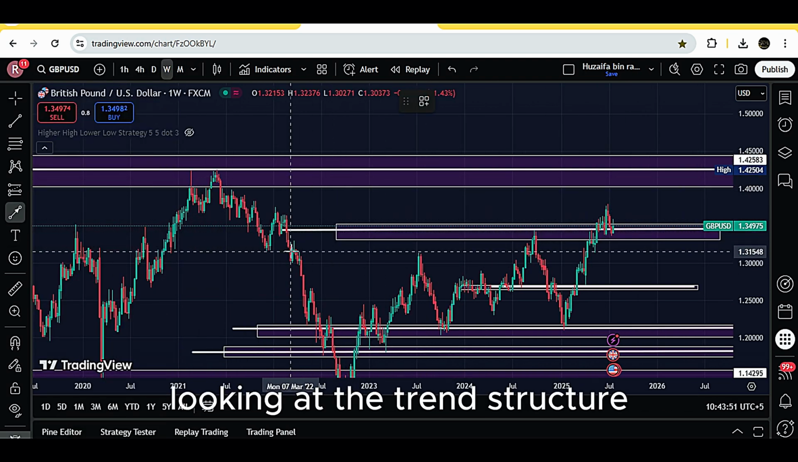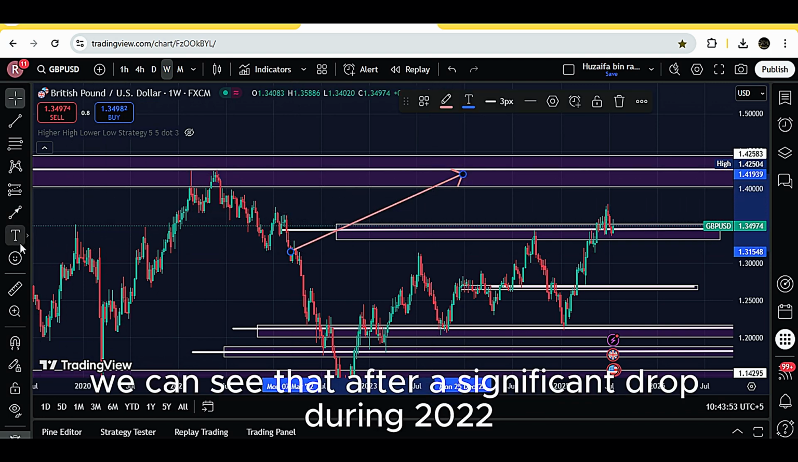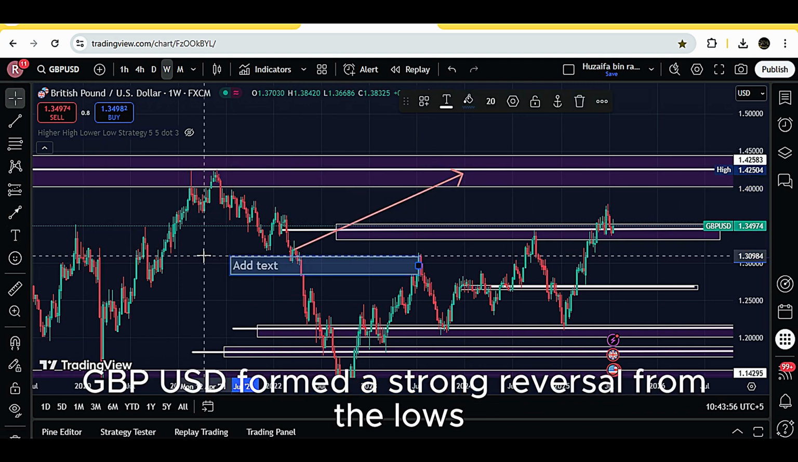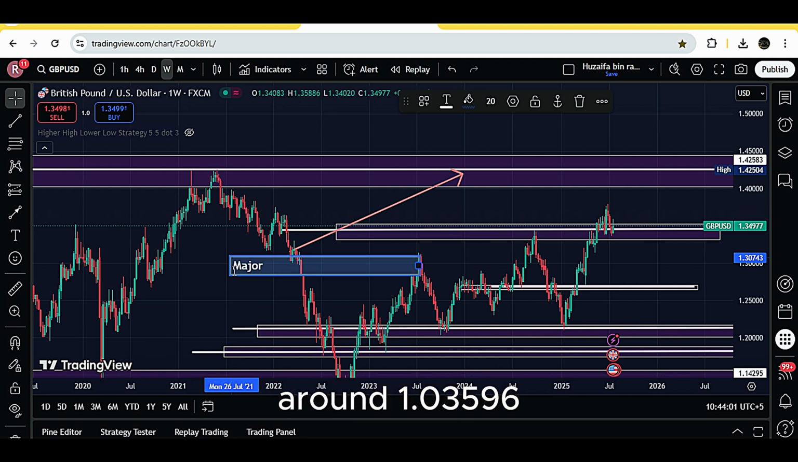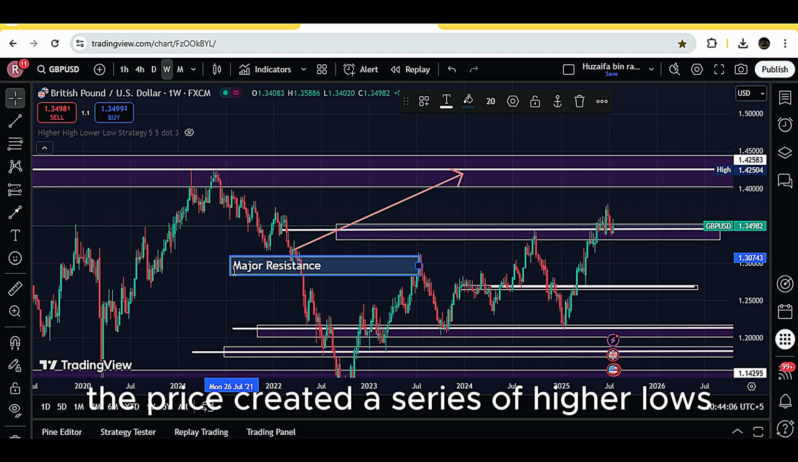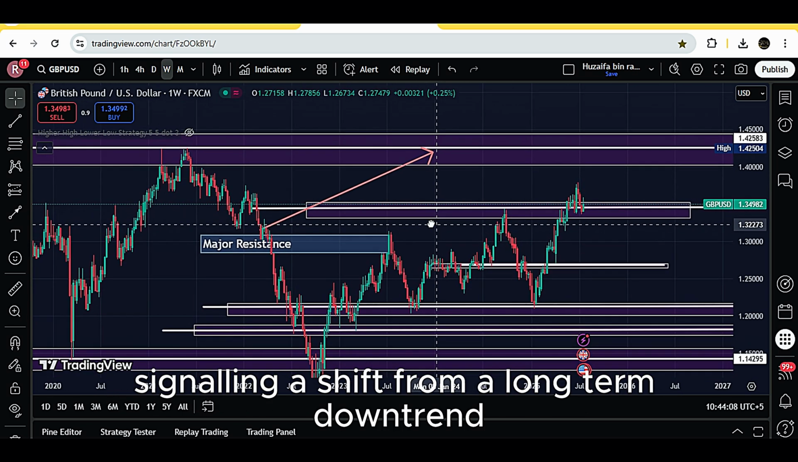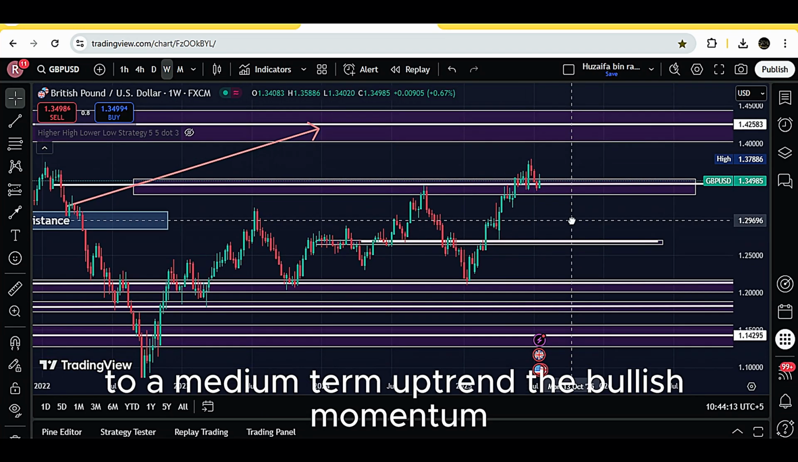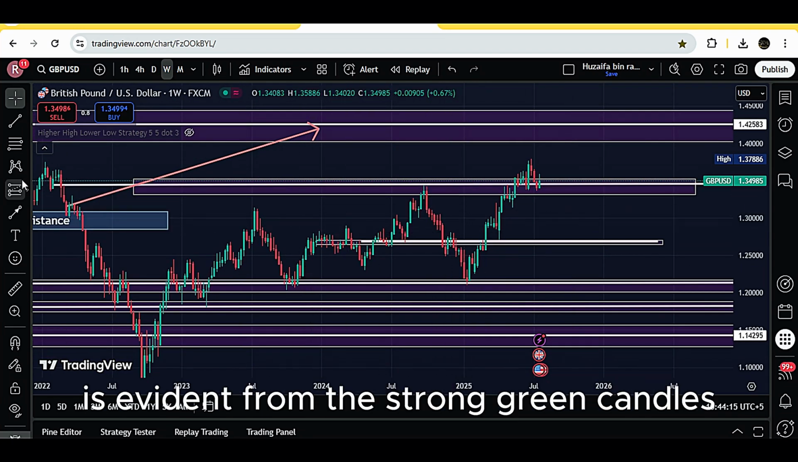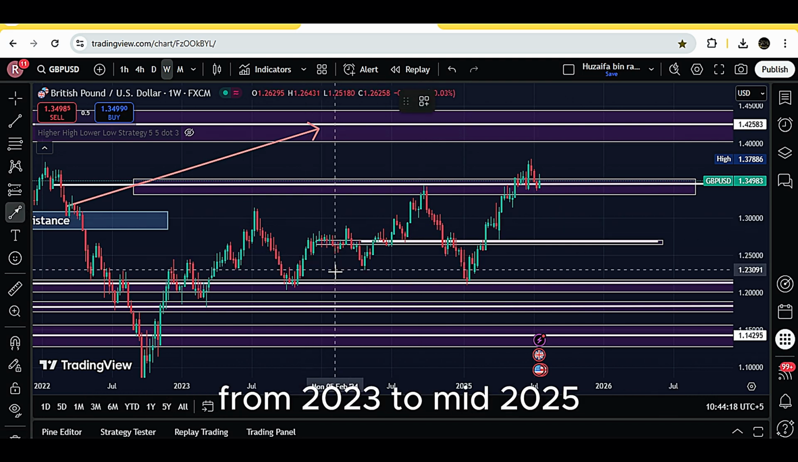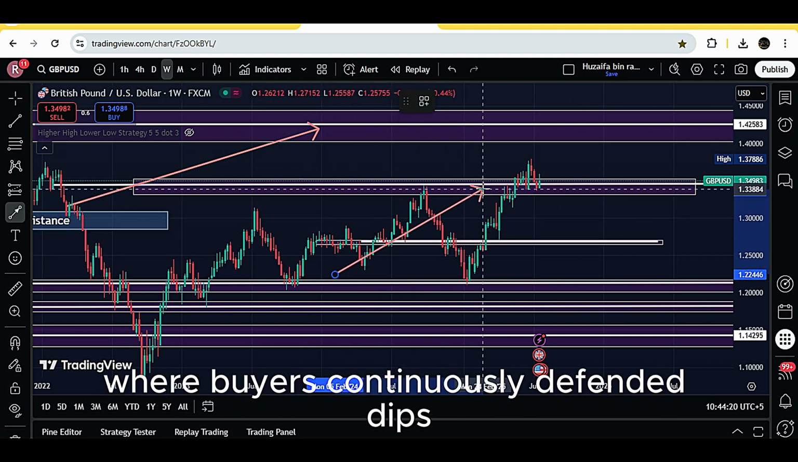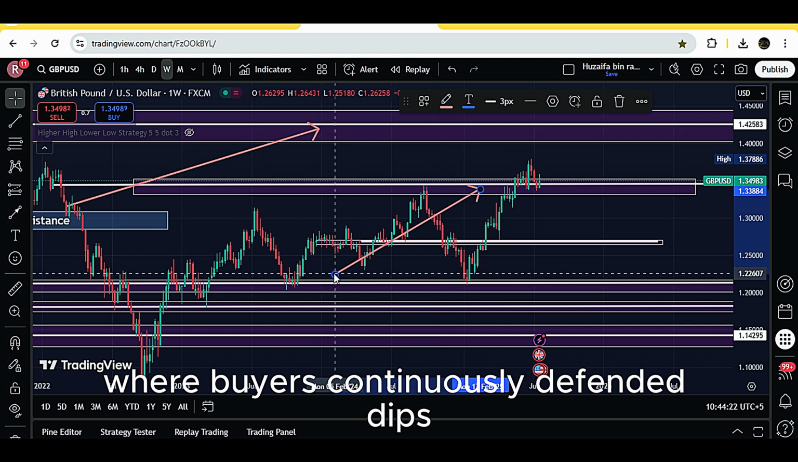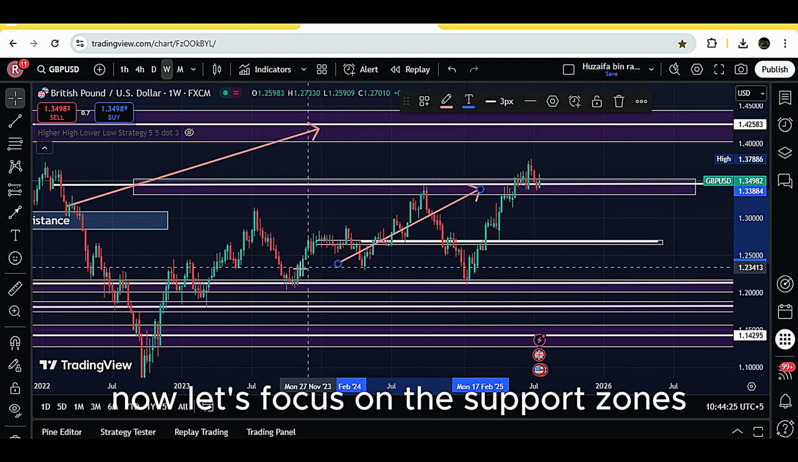Looking at the trend structure, we can see that after a significant drop during 2022, GBP/USD formed a strong reversal from the lows around 1.03596. The price created a series of higher lows and higher highs, signaling a shift from a long-term downtrend to a medium-term uptrend. The bullish momentum is evident from the strong green candles from 2023 to mid-2025, where buyers continuously defended dips. Now let's focus on the support zones.